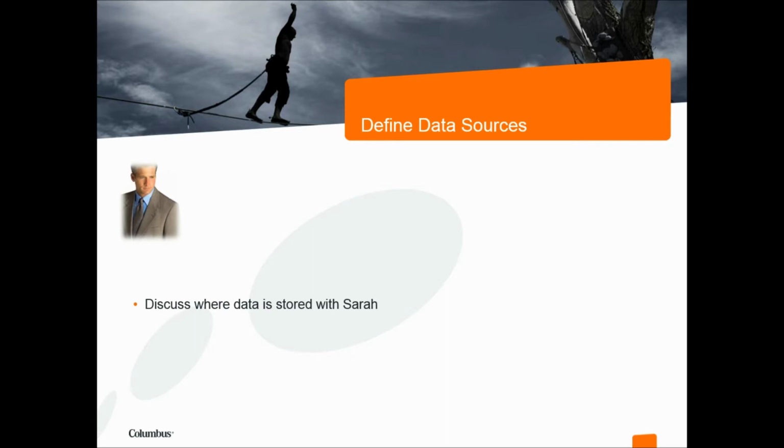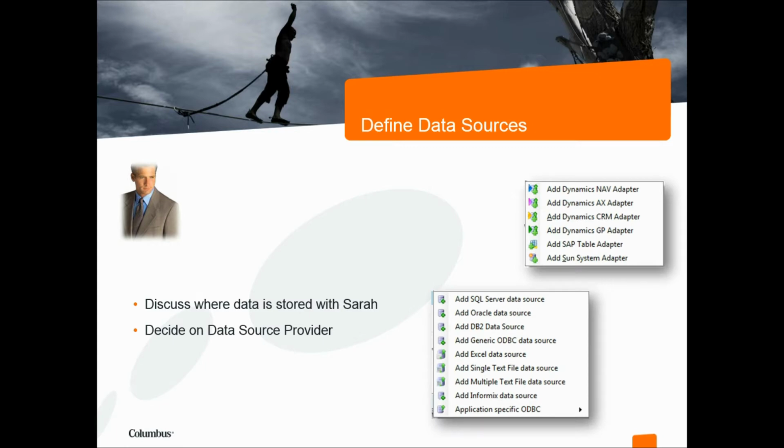So what's Oliver going to do? Oliver's going to discuss with Sarah where the data is currently stored within the business, and then he's going to look to the Time Extender tool and decide which data source providers he wants to use to extract that data from the source systems. And there are many available, and there's an example of some of them.